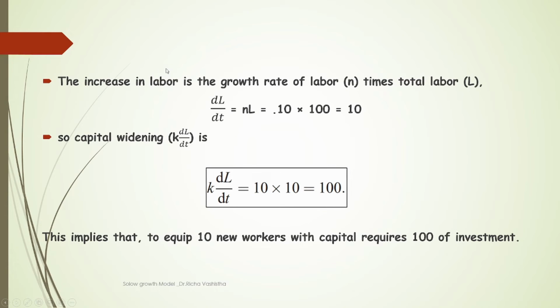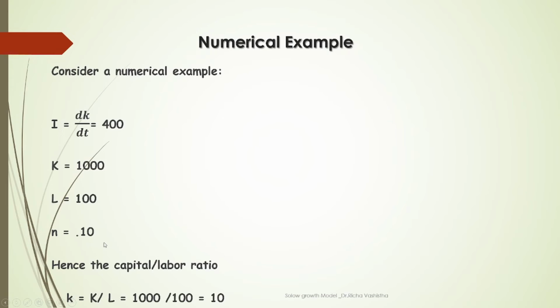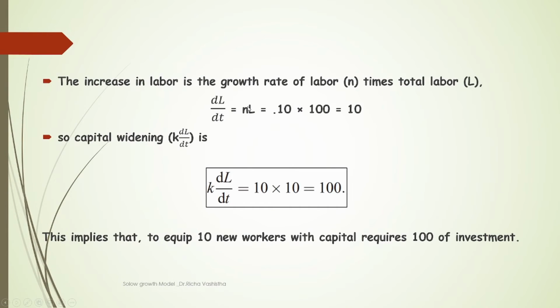Since small k comes out to be 10, now the increase in labor, which is the growth rate of labor n times the total labor L, that is nL. Here we'll put in the values again, as we have seen. n is already given to be 0.10 and L comes out to be 100, so the value comes out to be 10. We'll put the values in the basic equation that we have just come out with, to find out the workforce part.